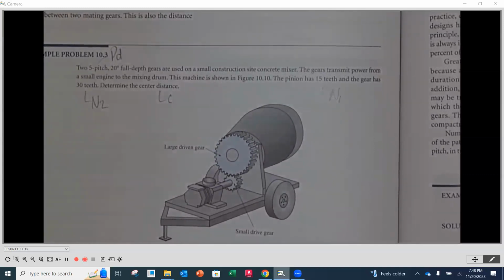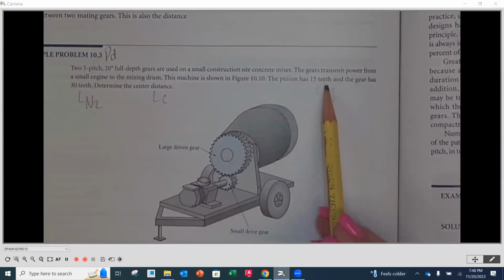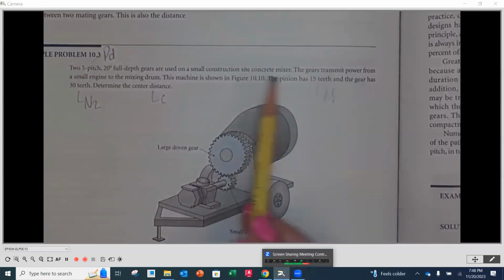The gear will be the larger of the 2. So you have 2 gears in mesh. One is the pinion, one is the gear. The pinion is smaller, the gear is larger. So the pinion, the smaller gear, has 15 teeth, and the gear has 30 teeth.